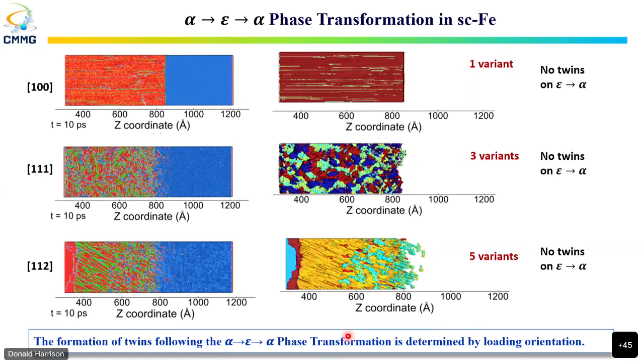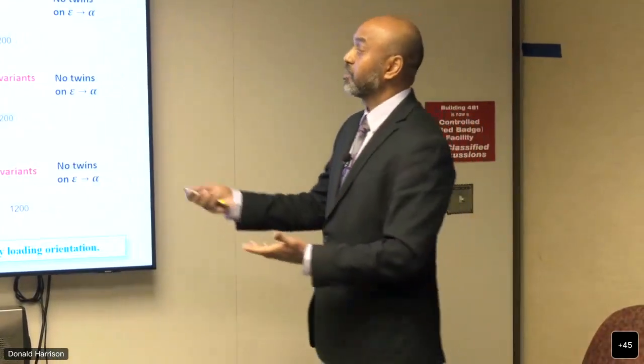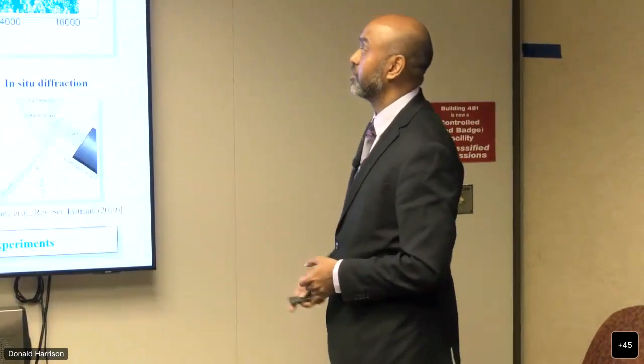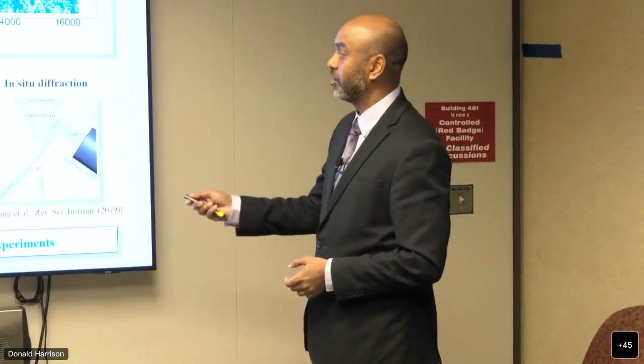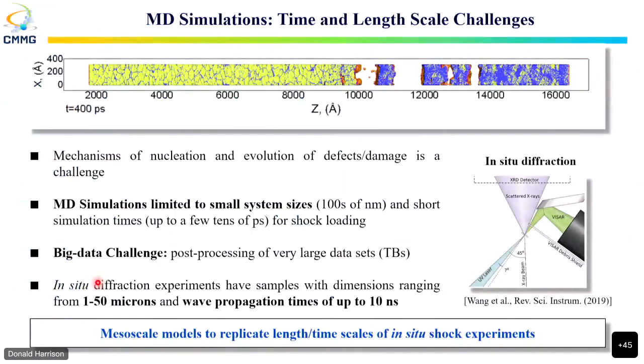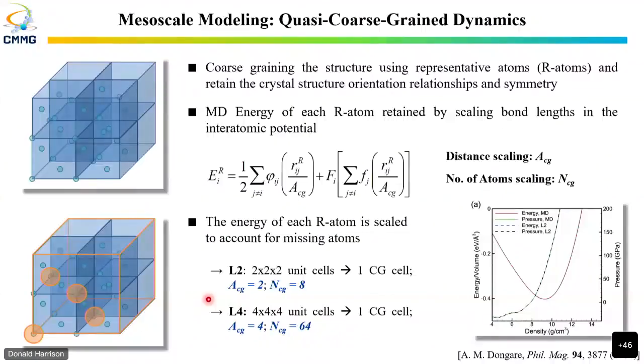But this is a single crystal system. Can we start looking into polycrystalline systems as well? We are pushing the limits of our capabilities of MD simulations, and the challenge is system sizes. We don't want to look at nanoscale grain sizes, so we want to model large grain sizes. This is where our next capability comes into play, where we focus on mesoscale models to reproduce behavior. This is a technique called quasi-coarse grain dynamics.